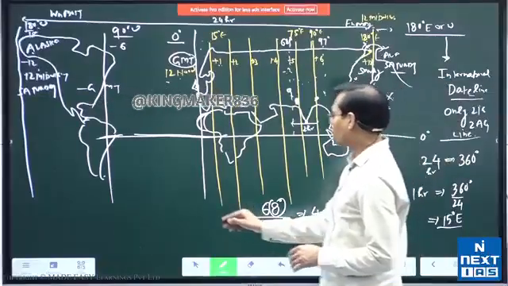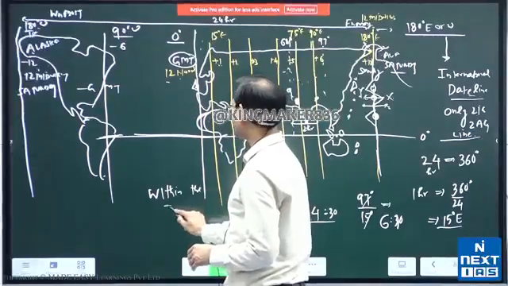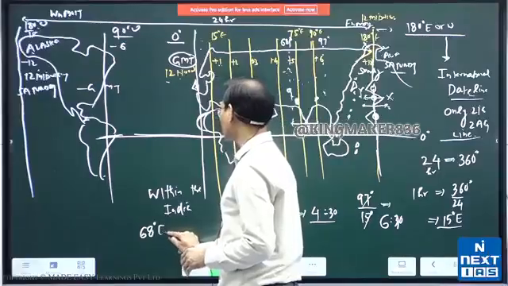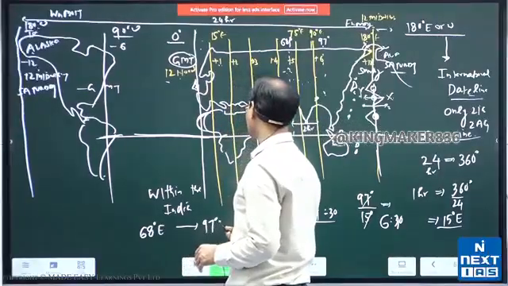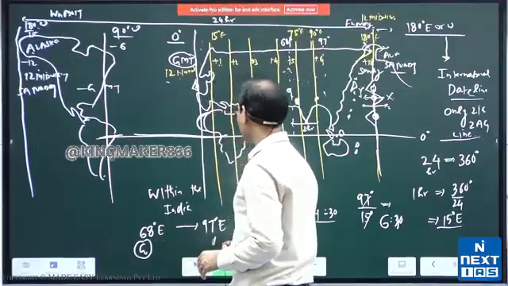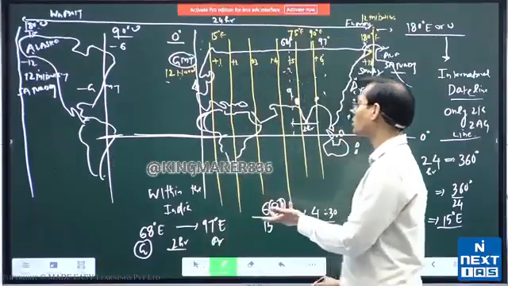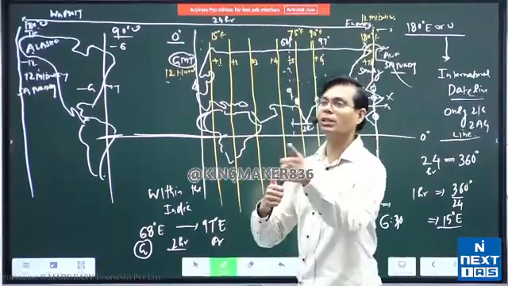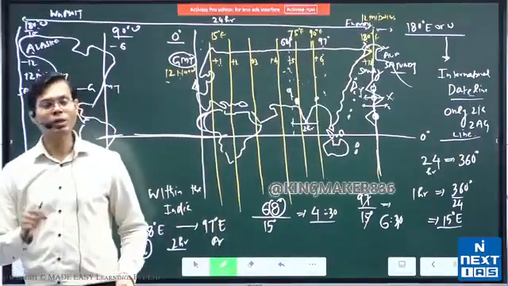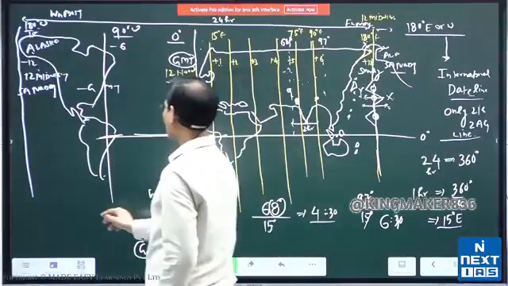So how much time difference is there within India? Within India, 68 degree east to 97 degree east, or Gujarat to Arunachal, 2 hour difference. Plus 2 in Arunachal, minus 2 in Gujarat. You can say it that way with respect to each other. 2 hour difference. Can you prove it in a different way also? 15 degree is equivalent to how much hour difference? 1 hour.